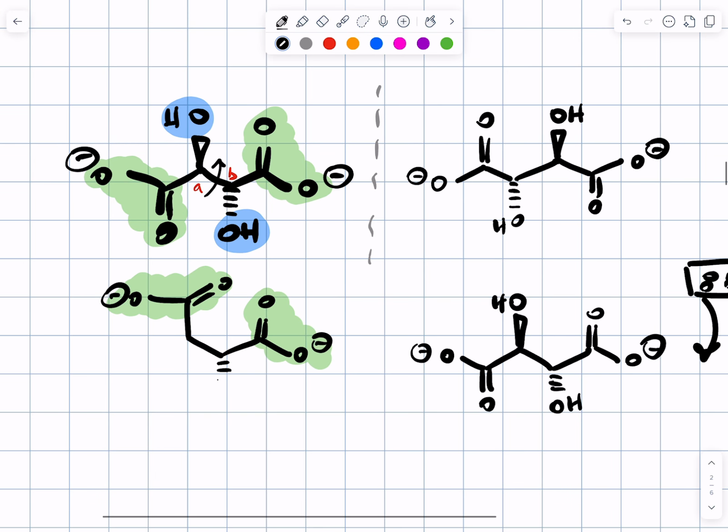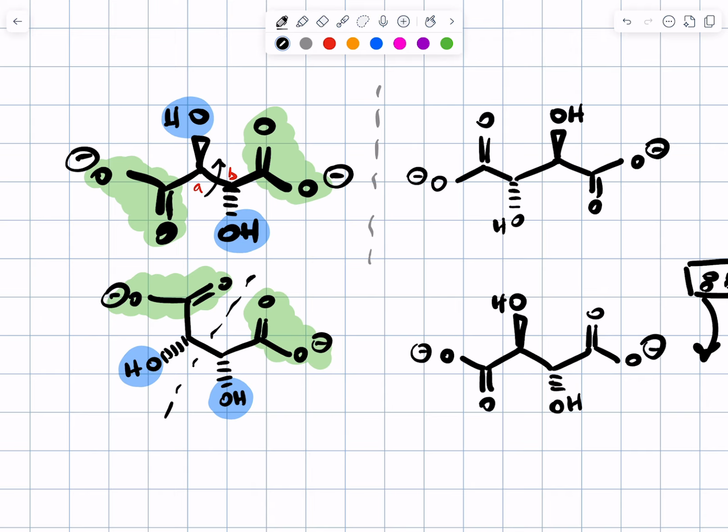I twisted carbon A. Because I've twisted it around, the OH group on carbon A is now a dash rather than a wedge, and there the plane of symmetry reveals itself. Okay, so that's one way you can do this.